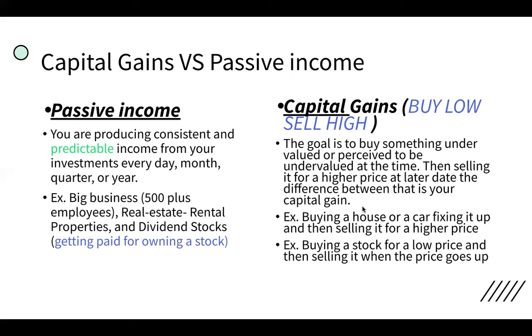The same can be said for buying stocks. When you buy a regular stock that isn't paying you dividends, you usually want to buy the stock at a low price, and then you want to sell it when the price goes up. So the difference between that would be your capital gains. So now that we went over capital gains and passive income, let's go over the different asset classes that you can invest in to make a return.